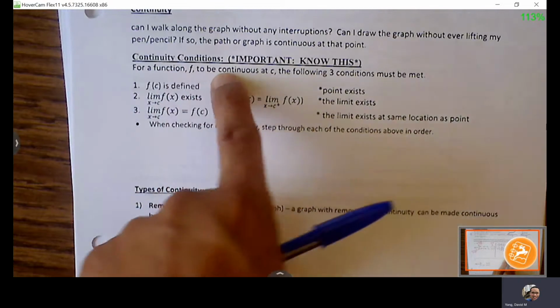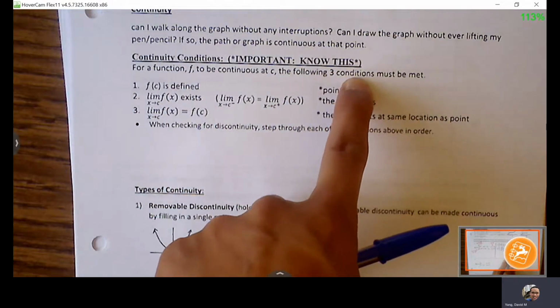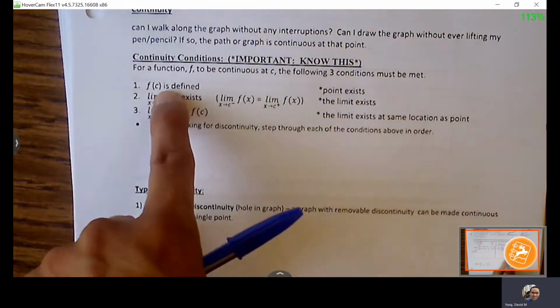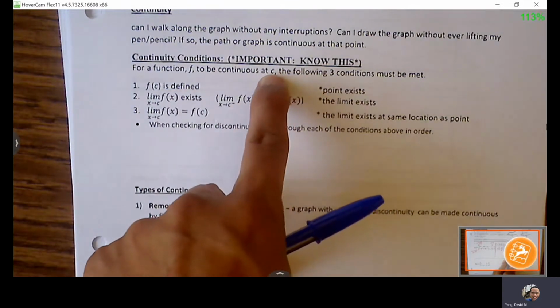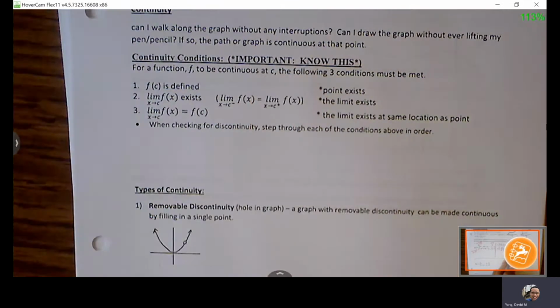So for a function to be continuous, the three following conditions must be met. First, the point must exist. And if you're wondering where that C value is, the problem will always tell you where the center of the problem is. It will always tell you where our focus is.